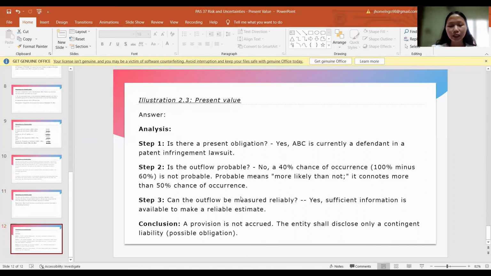Probable means more likely than not. It connotes more than 50% chance of occurrence. Step 3. Can the outflow be measured reliably? Yes, sufficient information is available to make a reliable estimate. Conclusion. A provision is not accrued. The entity shall disclose only a contingent liability or possible obligation.